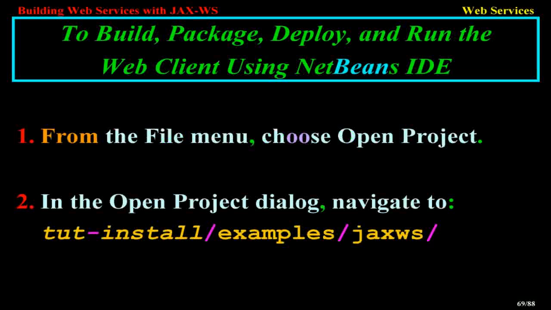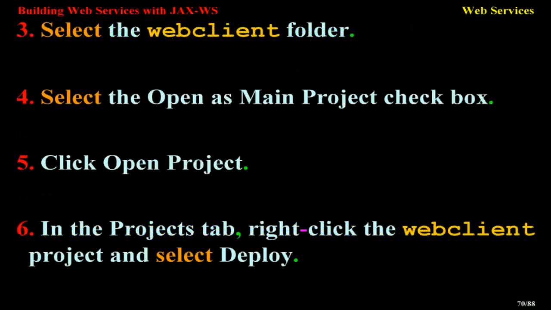From the File menu, choose Open Project. In the Open Project dialog, navigate to tut-install/examples/jaxws. Select the webclient folder. Select the Open as Main Project checkbox. Click Open Project. In the Projects tab, right-click the webclient project and select Deploy.